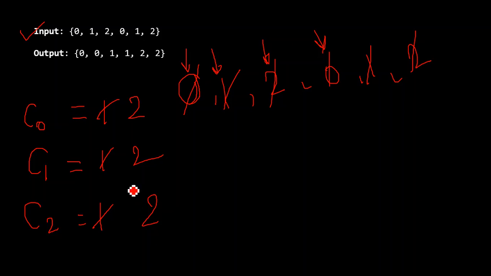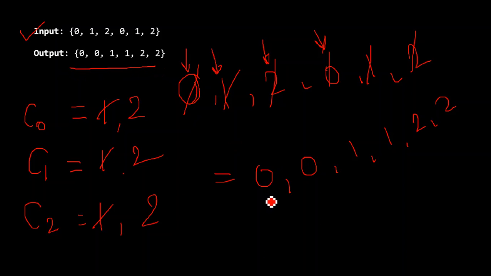So we have done all three things, and we have two zeros, two ones and two twos. Now just do the updation. The array will become 0, 0, 1, 1, 2 and 2, and we have got the output.